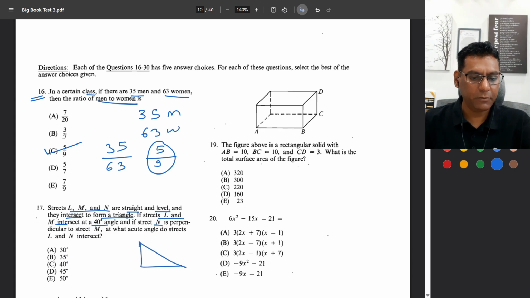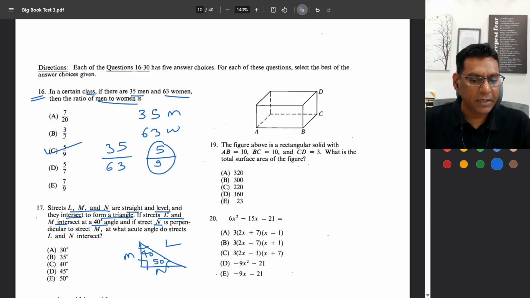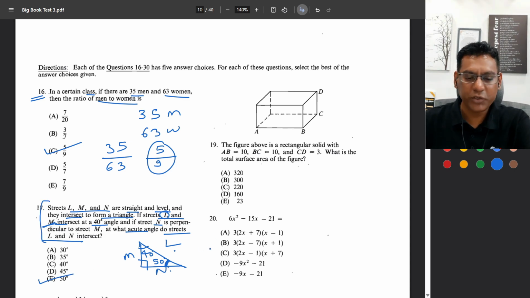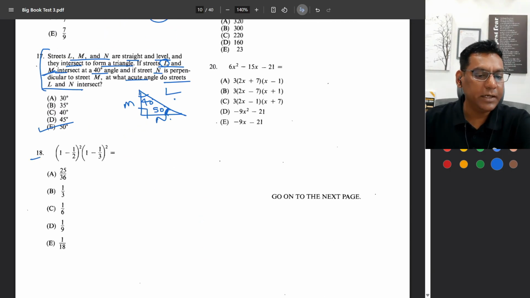So this is N, M, and this is L. Correct? And this is 40 degrees. This is 90 degrees. So this has to be 50 degrees. Right? 90 plus 40 plus 50 will be 180. Correct? Did I get the names right? L and M are 40 degrees, N and M are perpendicular. What is the acute angle do streets L and N intersect at? L and N, as we found out, 50 degrees. Pretty straightforward. It just required us to visualize it, draw a diagram, and we could do it. Very, very elementary question.